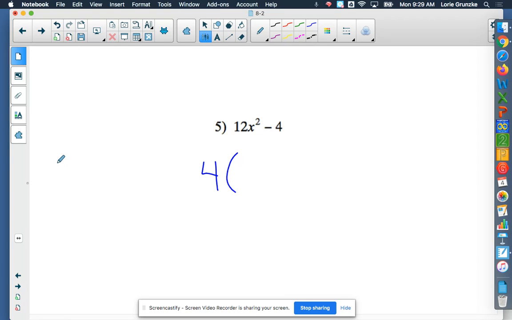I hope you chose 4. So if you take a 4 out of 12, you'd have a 3k squared left. Now here's tricky. If you take a 4 out of 4, what do you have left? Not a 0, you have a 1. 4 divided by 4 is 1. That's probably the place where the biggest mistakes happen. People think, oh, it's all gone, nothing left.